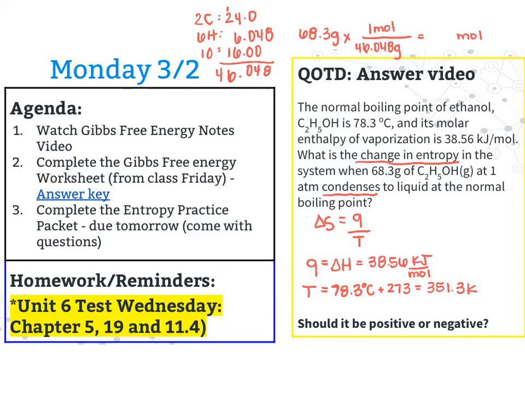So 68.3 divided by 46.048. I have 1.48 moles. So not just 1. So I'm going to take that Q value times 1.48 moles. That gets my moles out of there, and now I'm just in kilojoules, which is what I want. So I am going to take, times 38.56. So my Q is going to be 57.19 kilojoules.